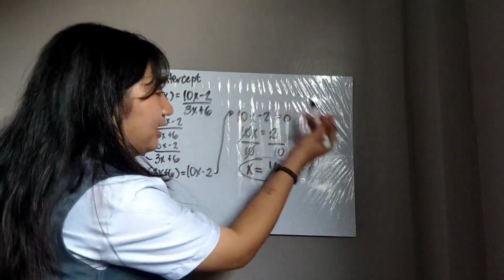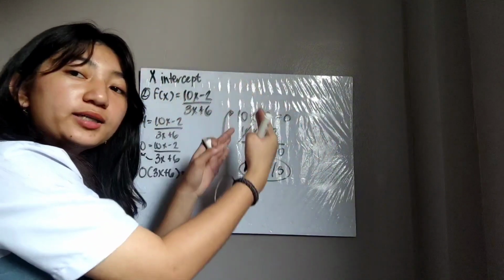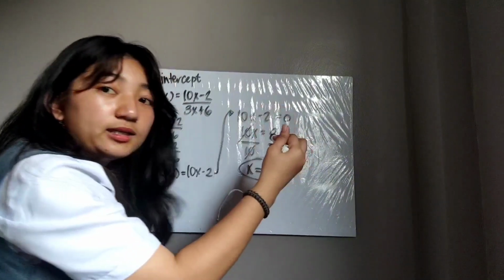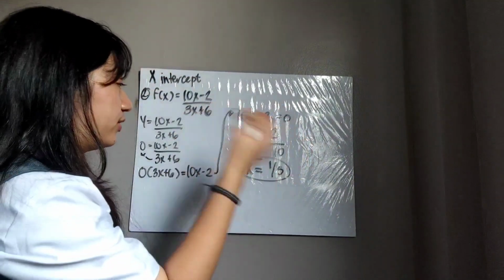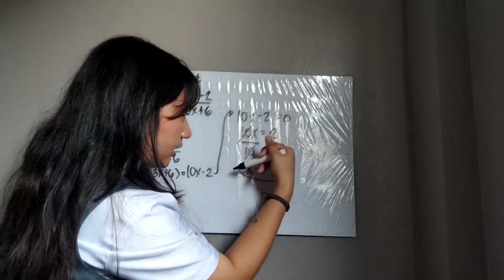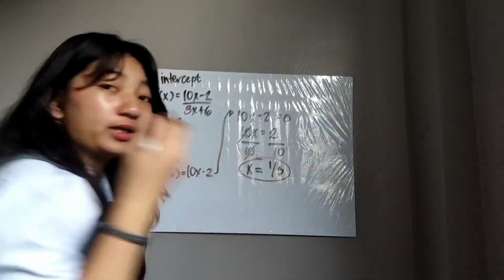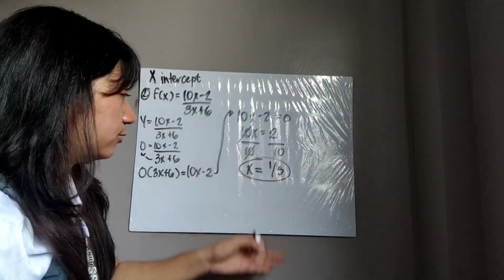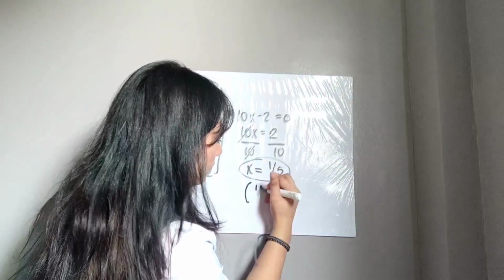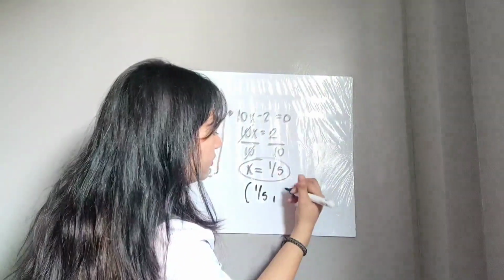So, 10x minus 2 is equal to 0. Lipat natin para matira dito yung x and dito yung number. Para matira si x, cancel natin si 10, so divide natin ito by 10. So, 2 over 10, and pag kinalculator natin ito, x is equal to 1/5. So, sulat natin ito into ordered pair, (1/5, 0).